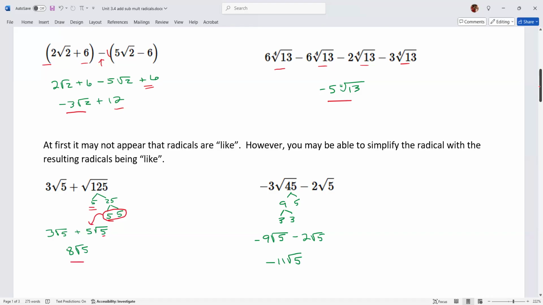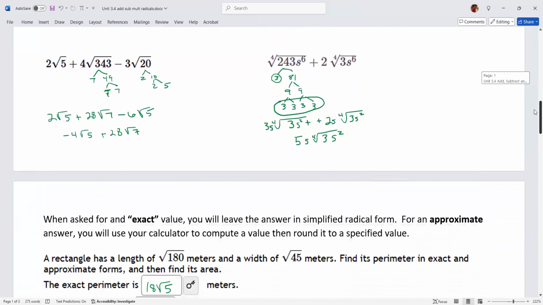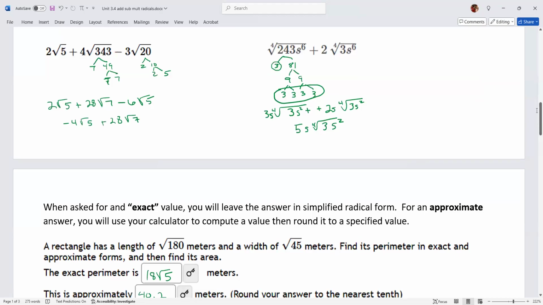Same thing here, 45, we can break that down into a factor tree. We see we have 2 3s right there and a 5 left over. So the 2 3s come out as a single 3, which will multiply the -3 on the outside, giving us a -9 square root of 5 minus 2 square root of 5 yields us -11 square root of 5. Okay, so you can see if you can break down these radicals into a simplified form, we can often combine them together.